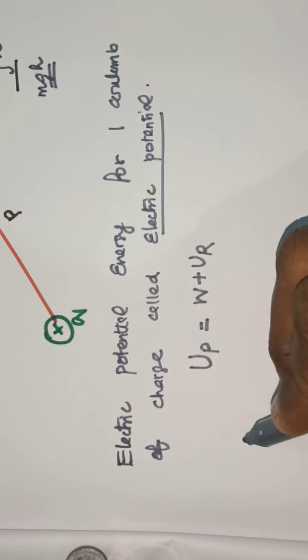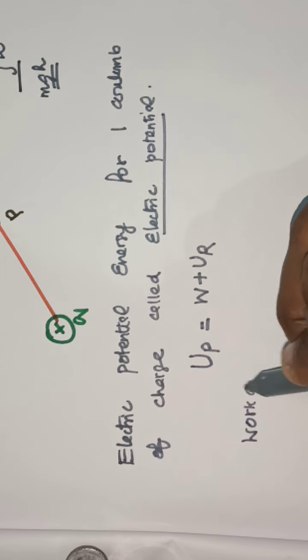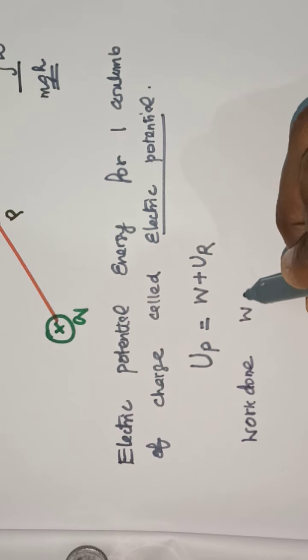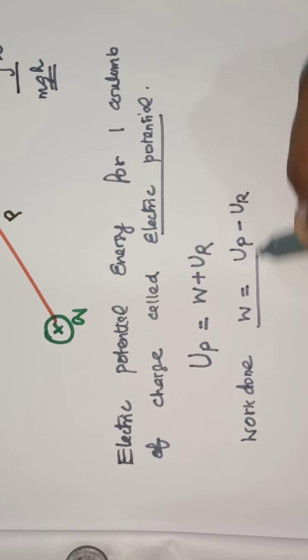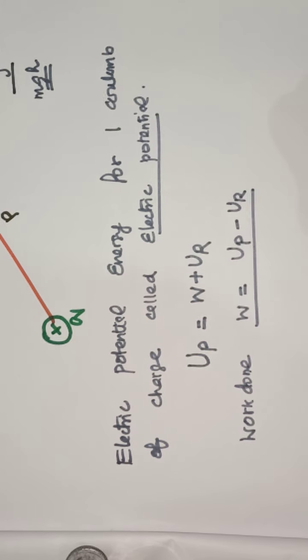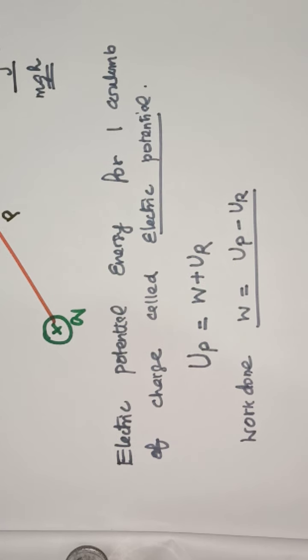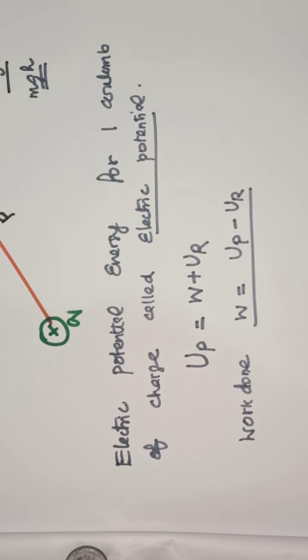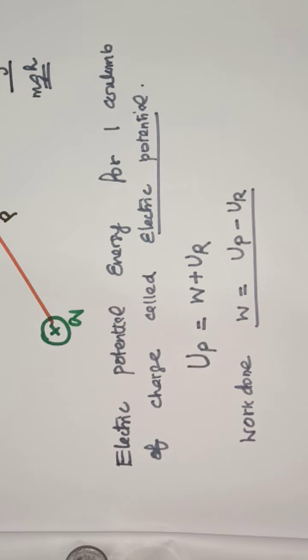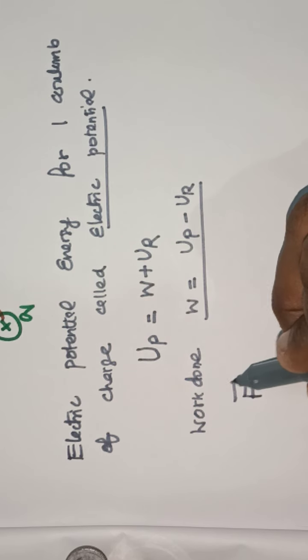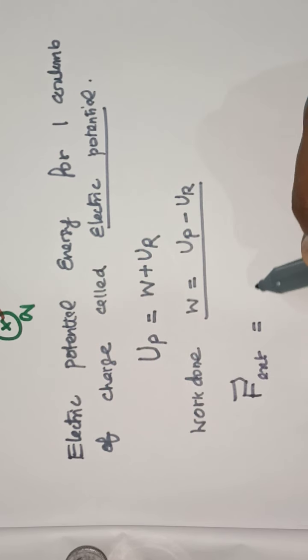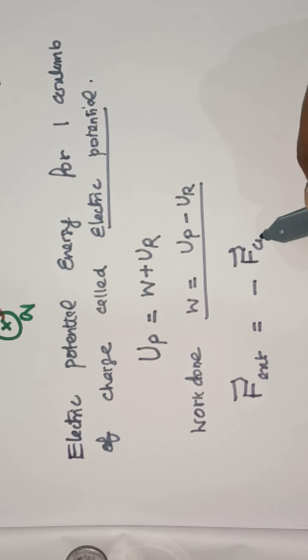So in order to calculate work done, W equal to UP minus UR. Got it? Here the external force must be equal and opposite to the Coulomb force. The external force acting here must be equal and opposite to the Coulomb force. So it should be written as F external equal to minus of F Coulomb.